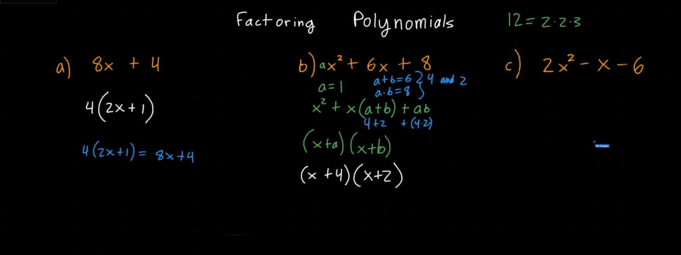Now for C, it's 2x squared minus x minus 6. So like the first question, which is part A, we have to remove the largest common factor from all of these terms. However, we can't really do that because the largest common factor is just 1. So the next step is to separate the 1x. And what I mean by that is rewriting it as an addition statement. So it would look like this instead.